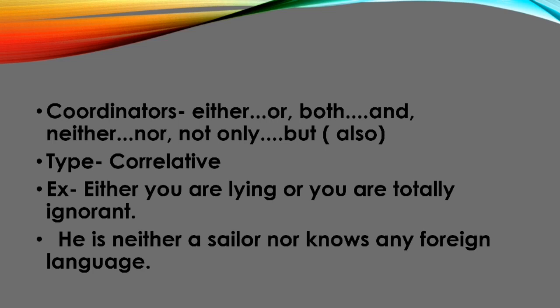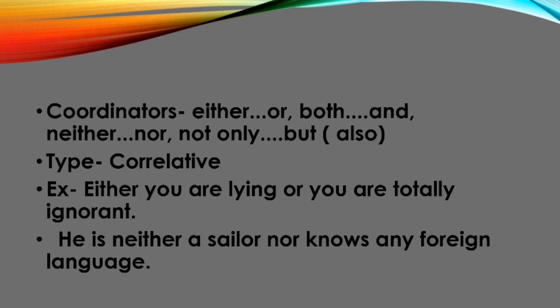In the same way we have correlative coordinators like either or, both and, neither nor, not only but. So basically students, these are the coordinators which are used together, like either or. हमेशा साथ में use होते हैं sentence में, either or, neither nor. Okay, these are the ones, both and. These are used together and they are of which type? Correlative. They are related to each other.